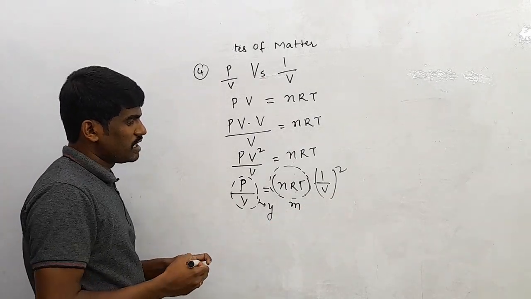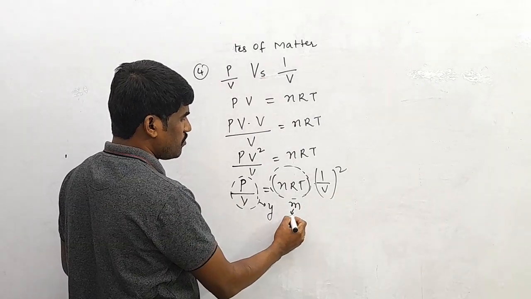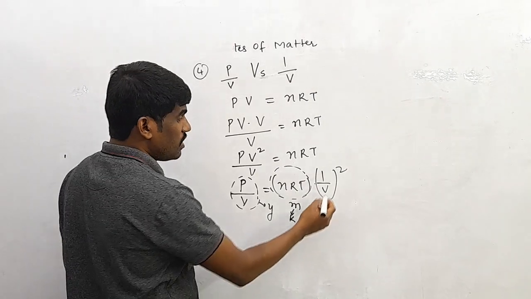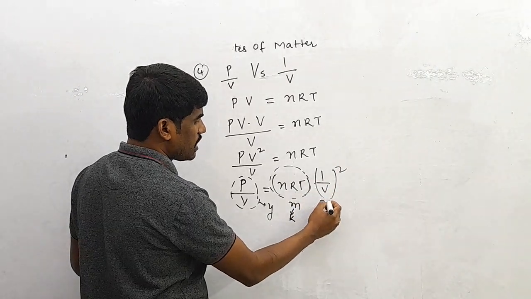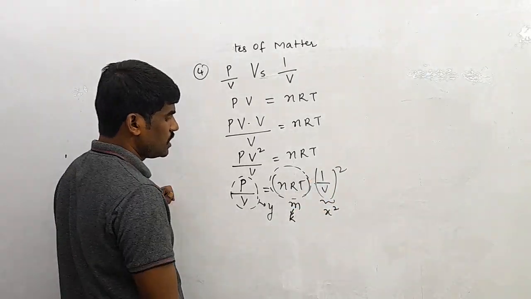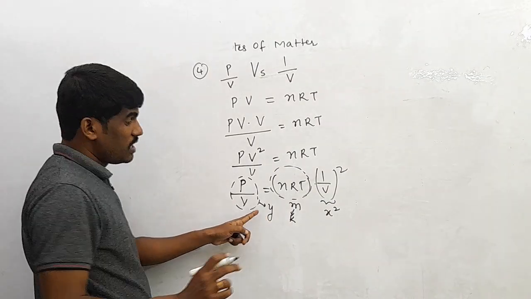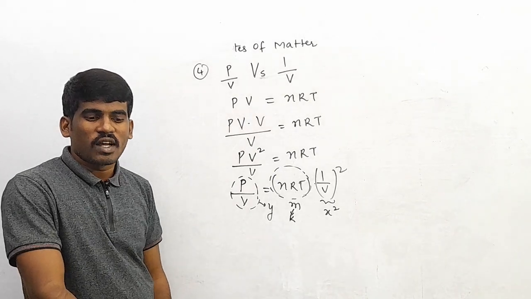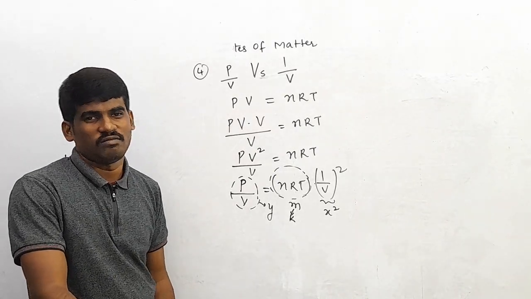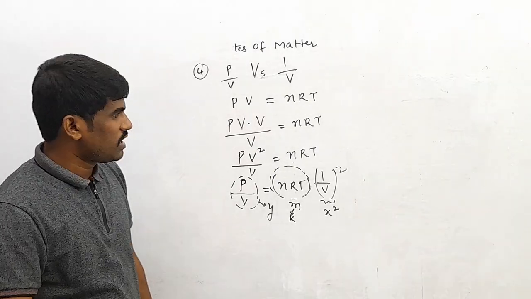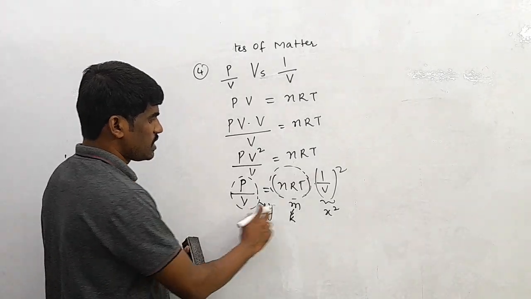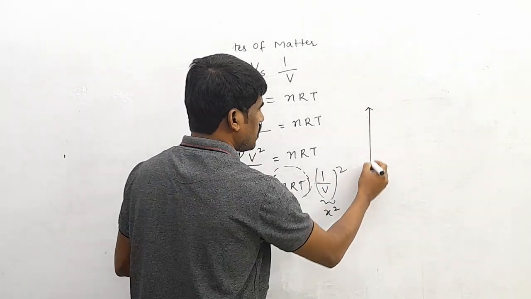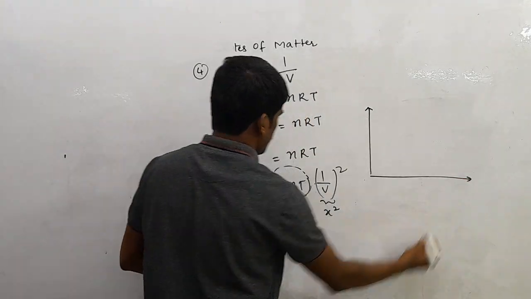Of course, m is nothing but again k, because slope is equal to k. So this one will be taken as x square. So it is looking like y is equal to kx square. Hope you remember that. Y is equal to kx square, in the sense what you are going to get, obviously you will be getting a parabola. So the graph can be given as y is equal to kx square, symmetrical about the y-axis.